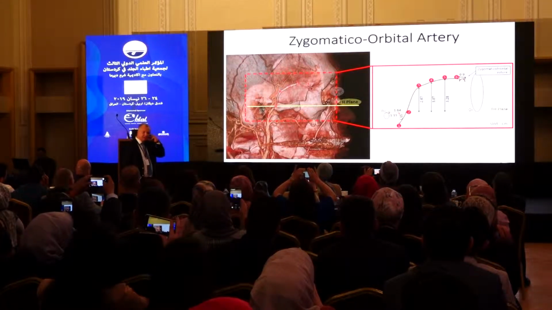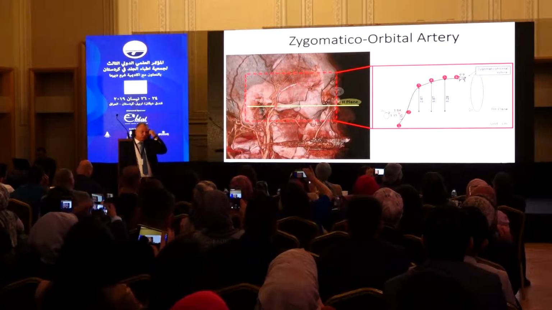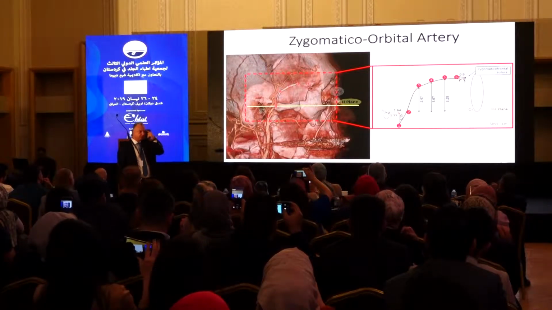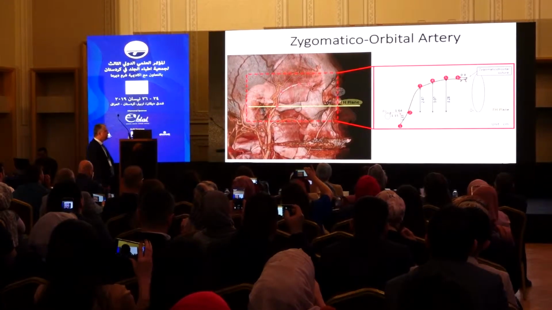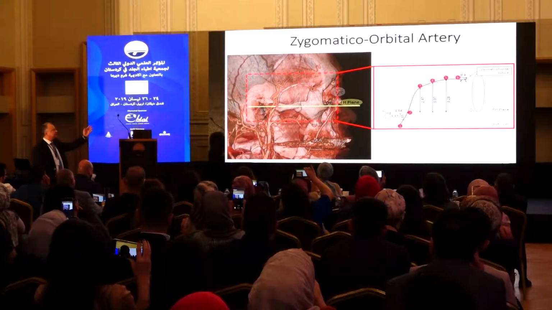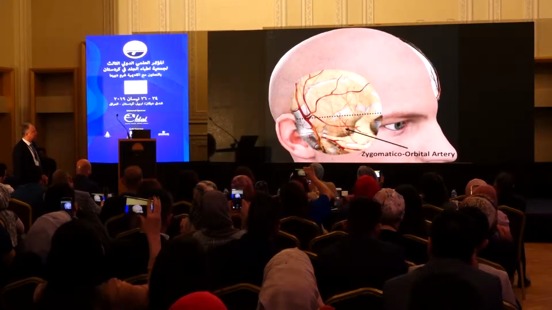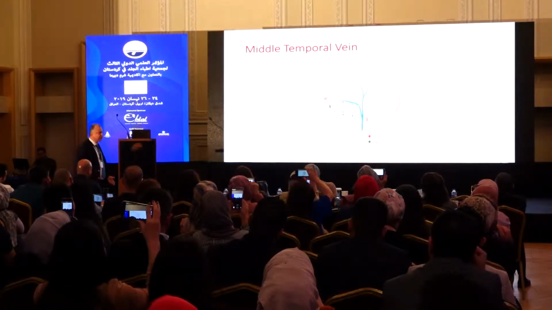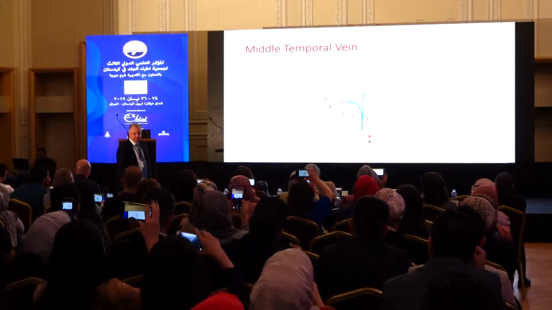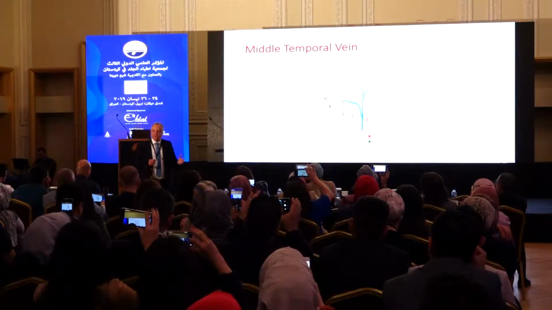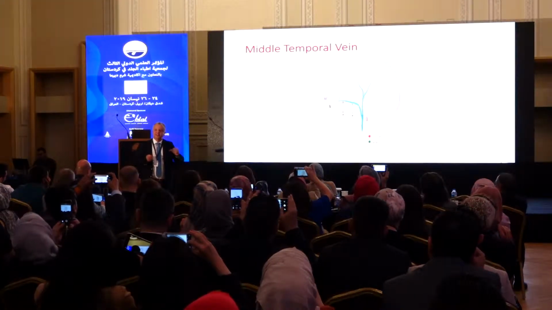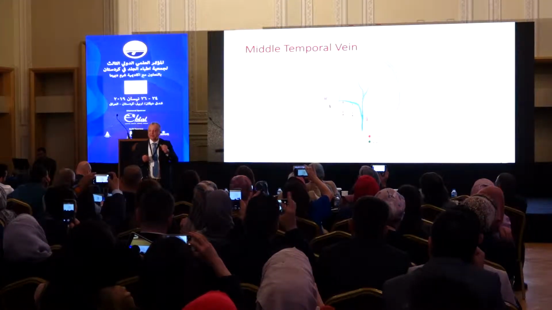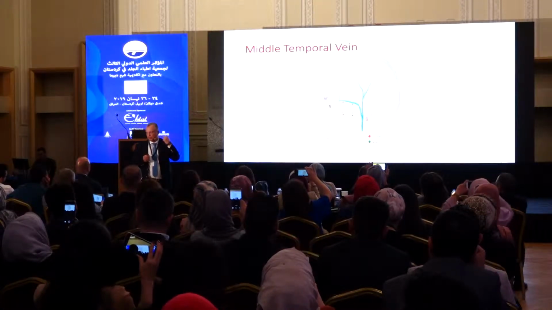So this is the zygomatico-orbital artery. This is the course, from the tragus. It passes in an oblique way to the suture here, which is the fronto-orbital suture. So this is what is called the zygomatico-orbital artery. Now, the second structure is the middle temporal vein, and this vein drains into the cavernous sinus, I mean inside the brain.